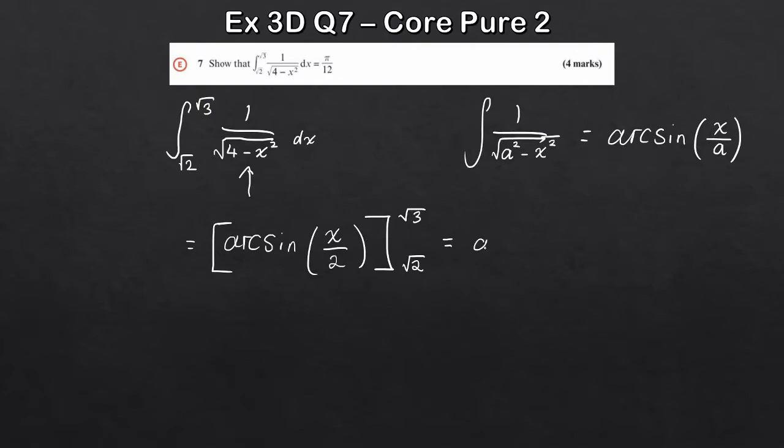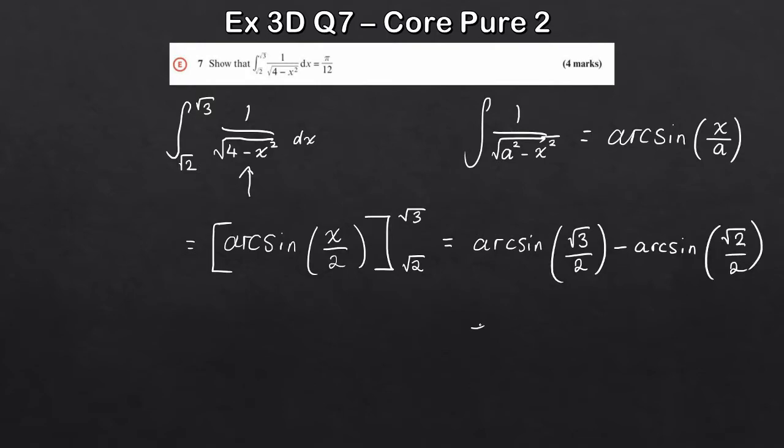So if we do that, that'll be arc sine root 3 over 2 minus arc sine root 2 over 2. Okay, so just be careful we don't get this the wrong way around.